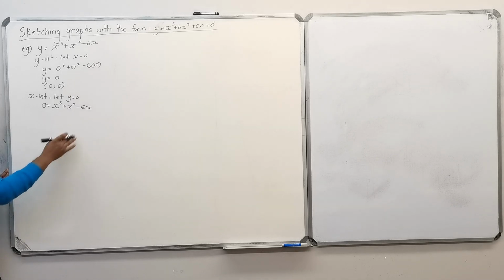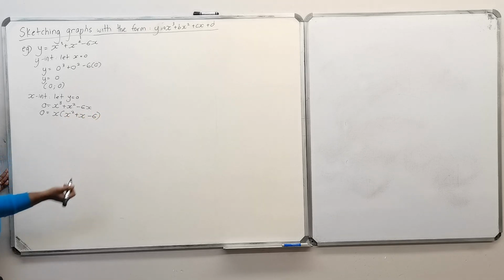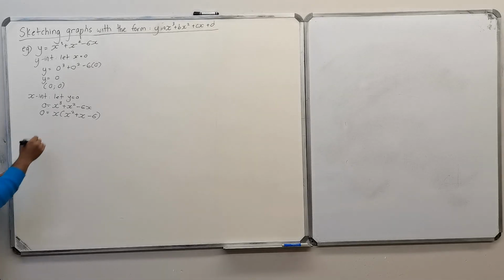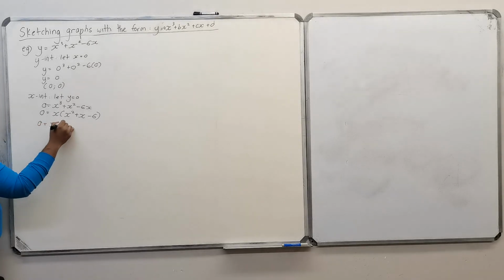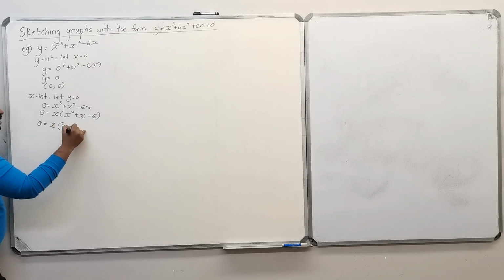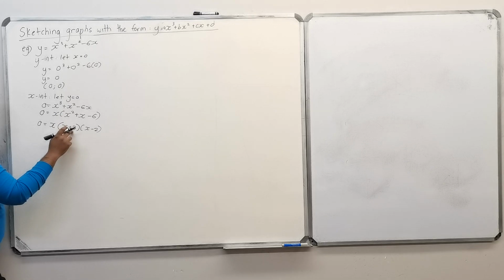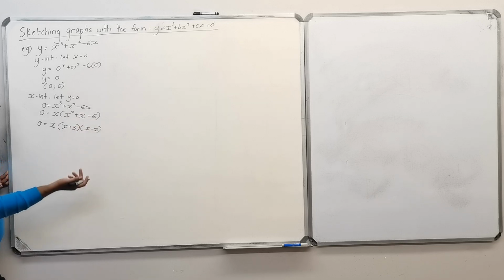Now you need to factorize. What can we do with this? You can pull out a common factor, right? So you have 0 equals x into (x squared plus x minus 6). All with me? Okay, so if you factorize this, what does it become? You have (x plus 3)(x minus 2), because x and x will give you x squared, plus 3x minus 2x will give you plus x, and then 3 and negative 2 will give you negative 6.